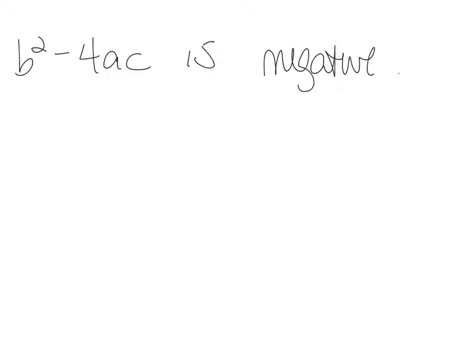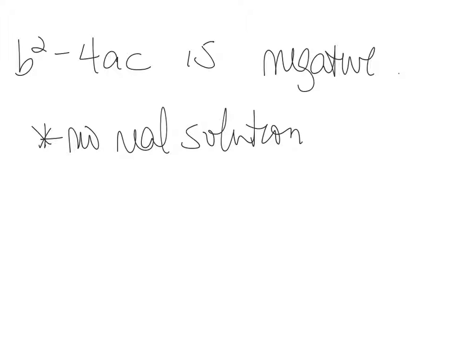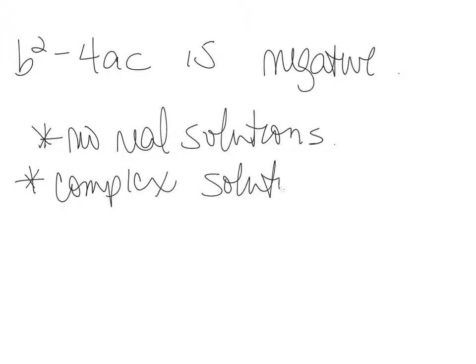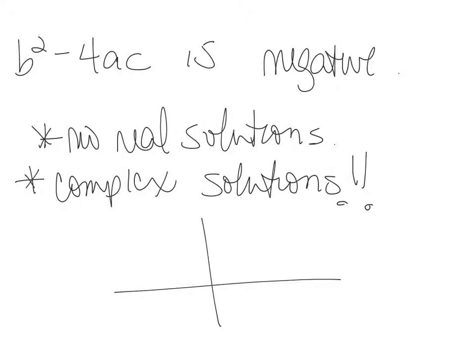If b squared minus 4ac is negative, that just means that there are no real solutions. You will get some complex solutions. And your graph would look something like that. It doesn't actually cross the x-axis.